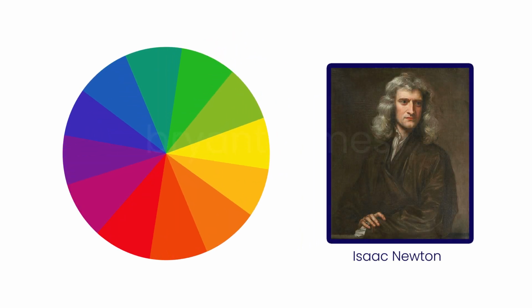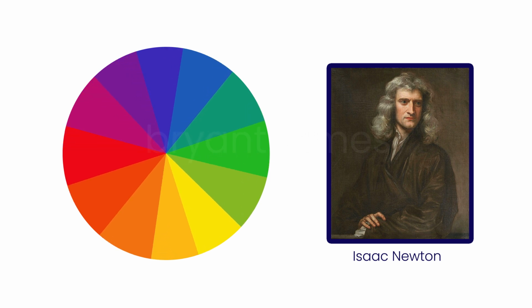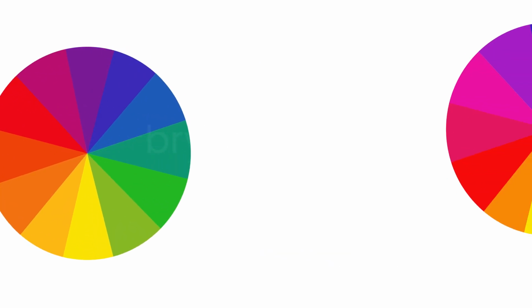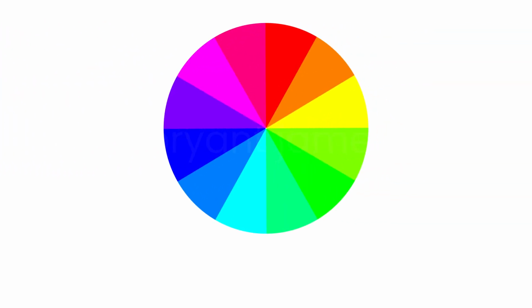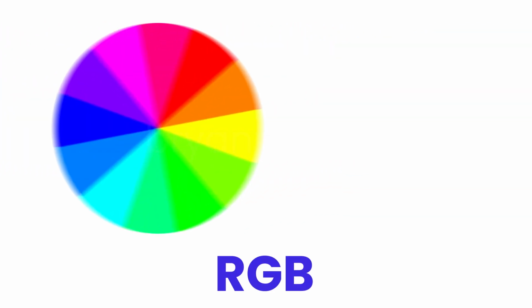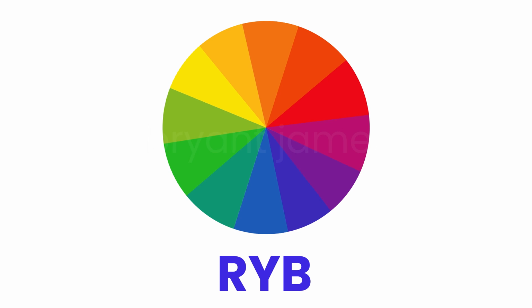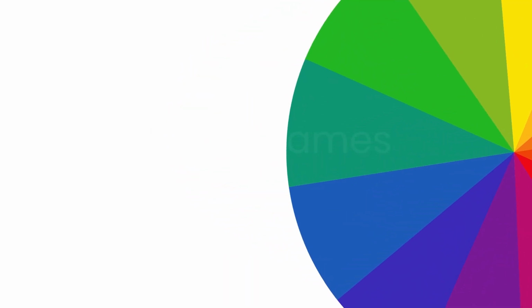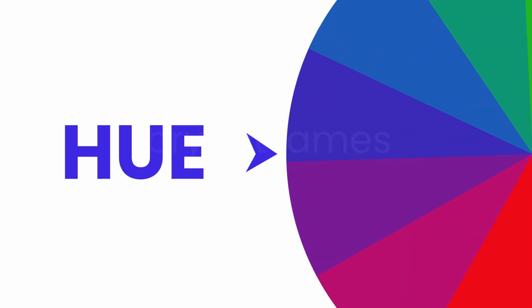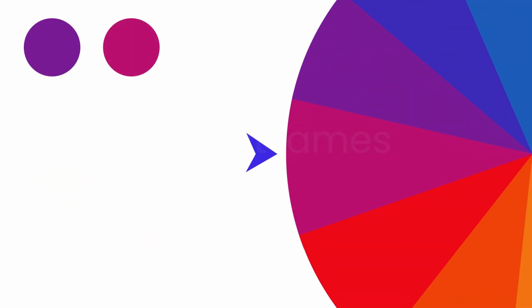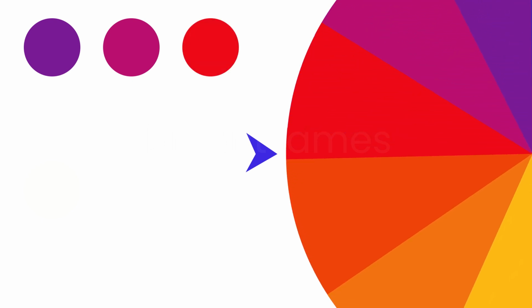The traditional colour wheel, created by Sir Isaac Newton, visually represents these relationships and shows how colours work together. Although artists and designers have developed more complex colour wheels to illustrate a broader spectrum of hues, the traditional colour wheel remains a fundamental tool for understanding colour harmony. Colours on our colour wheel have four main qualities. The first is hue, which represents the basic identity of a colour and its location on the wheel.